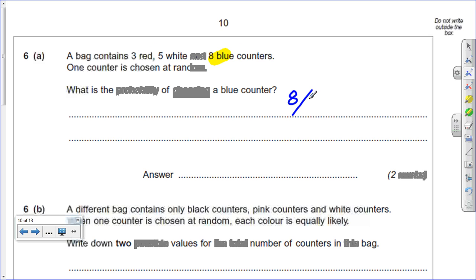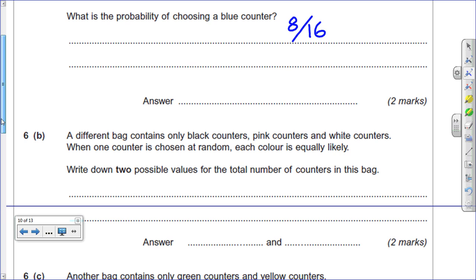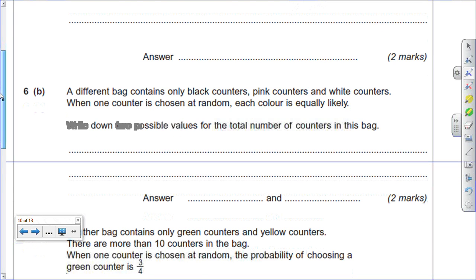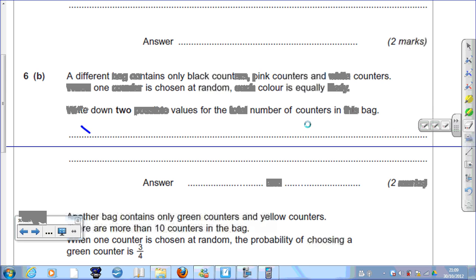Well, let's have a look. You could have 2 black, 2 pink, 2 white. So one answer would be 6. Or you could have 3 black, 3 pink, 3 white, 9. Or, of course, you could have had 10 black, 10 pink, 10 white, in which case 30 would be an alternative. What you notice is that every single answer the examiner will have will be a multiple of 3. 2 marks for that.